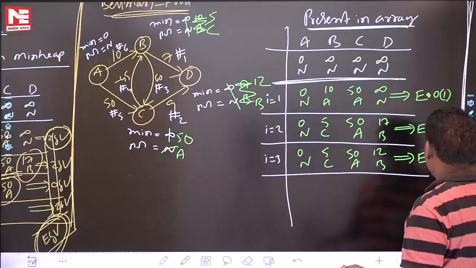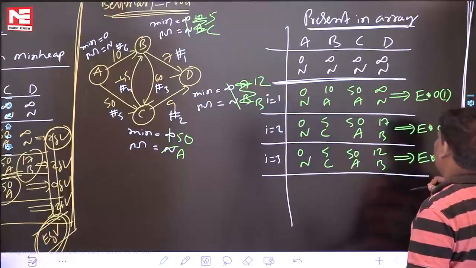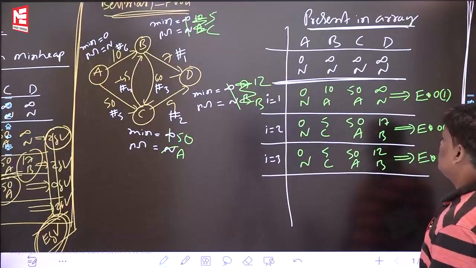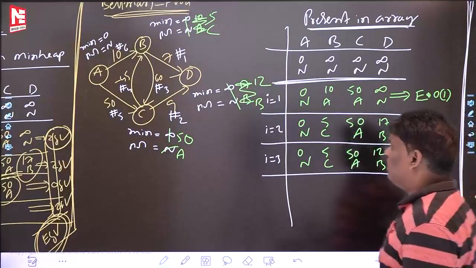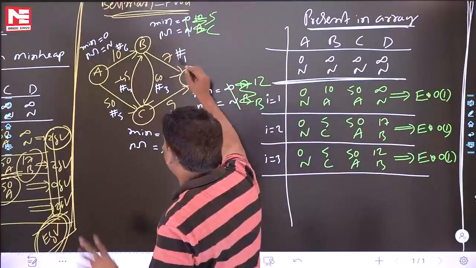So E edges decrease key operation, everyone is constant, so E times constant. See, no deletions, nothing there. If you delete, how will you go further? And one more thing: V vertices are there, V minus 1 rounds are enough.